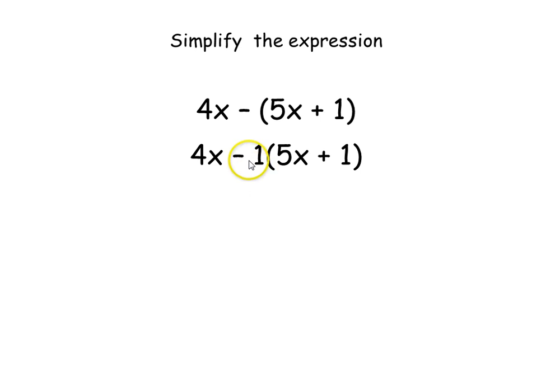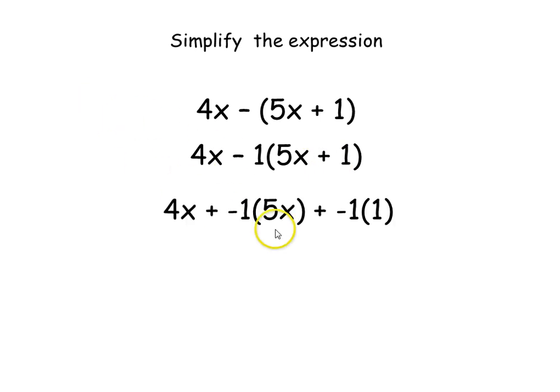Now we can see that we are distributing a negative 1 inside the parentheses. So we're going to do negative 1 times 5x and negative 1 times positive 1. If we do that distribution, what that looks like is this. Negative 1 times 5x plus negative 1 times 1. Do that multiplication. Negative 5x comes from negative 1 times 5x. This negative 1 comes from negative 1 times 1, and we're adding all these things together. Once again, there are like terms. We can do 4x plus negative 5x, which is negative 1x. And we have negative 1x plus negative 1.